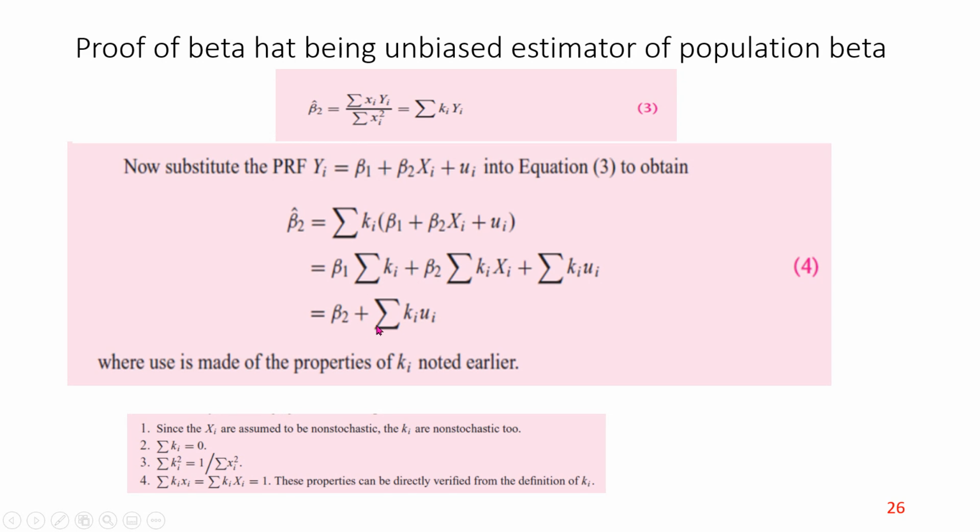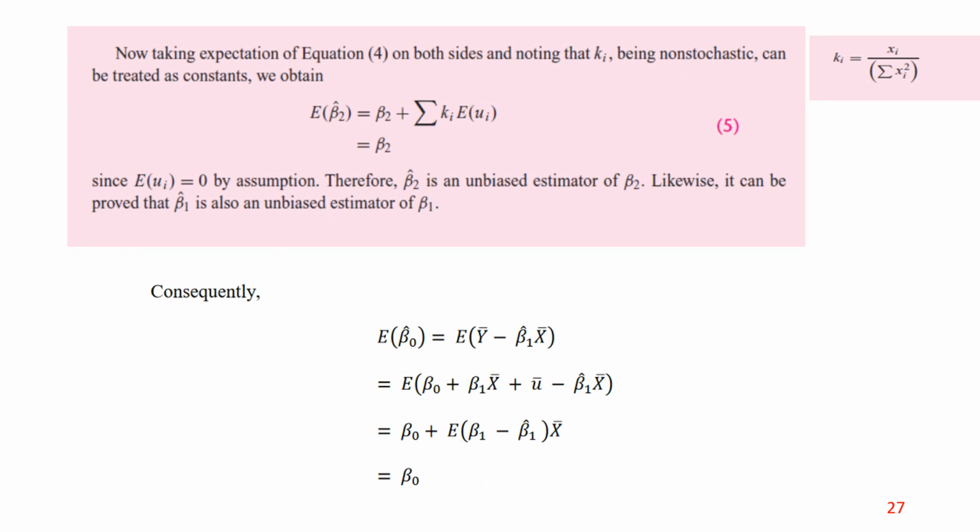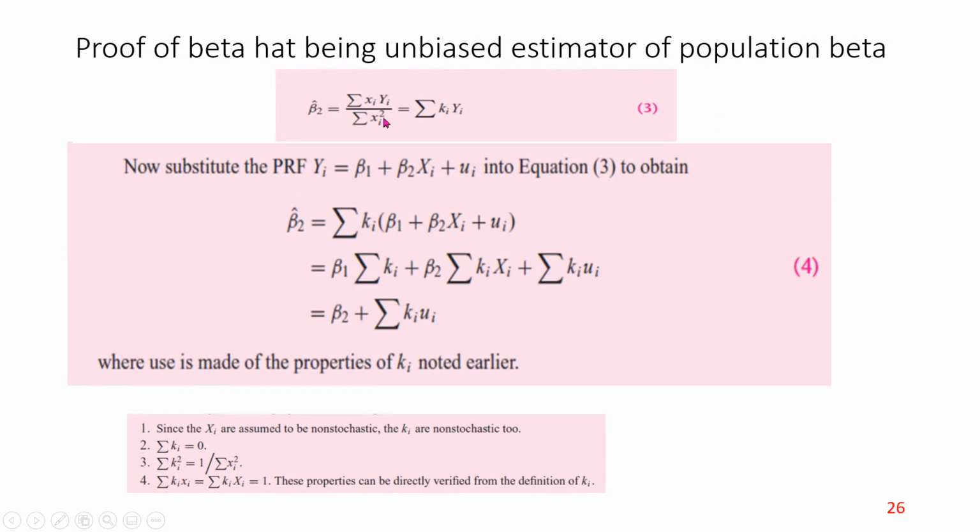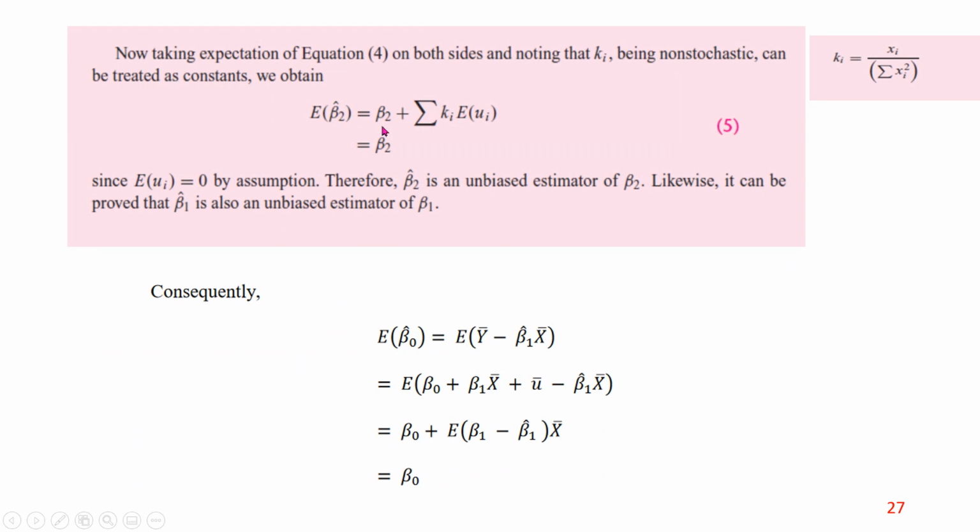Now we will apply expectation on this, and we will prove that the expected value of beta 2 hat is equal to beta 2. So applying the expectation on both sides, we have the expected value of beta 2 hat is equal to beta 2. As I said, beta 2 is a constant, so expectation will not change it, because we know that the expected value of a constant is the constant itself.